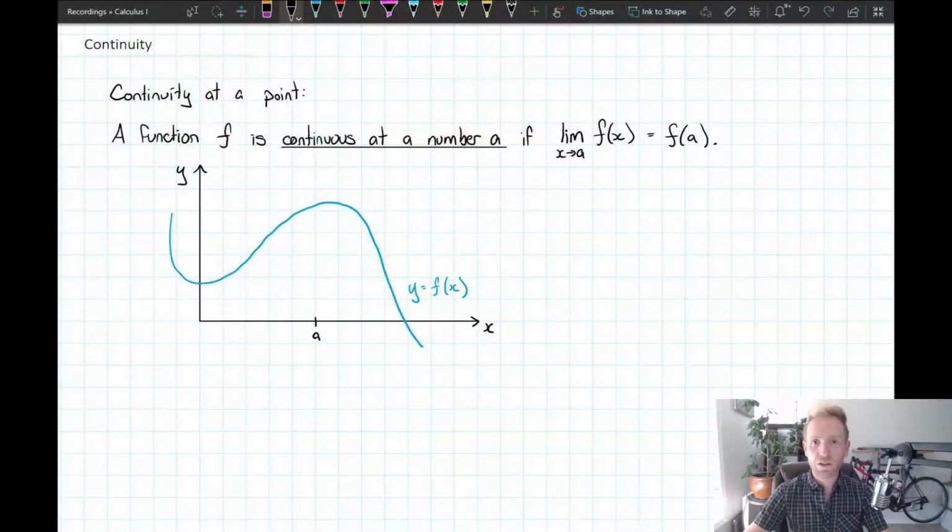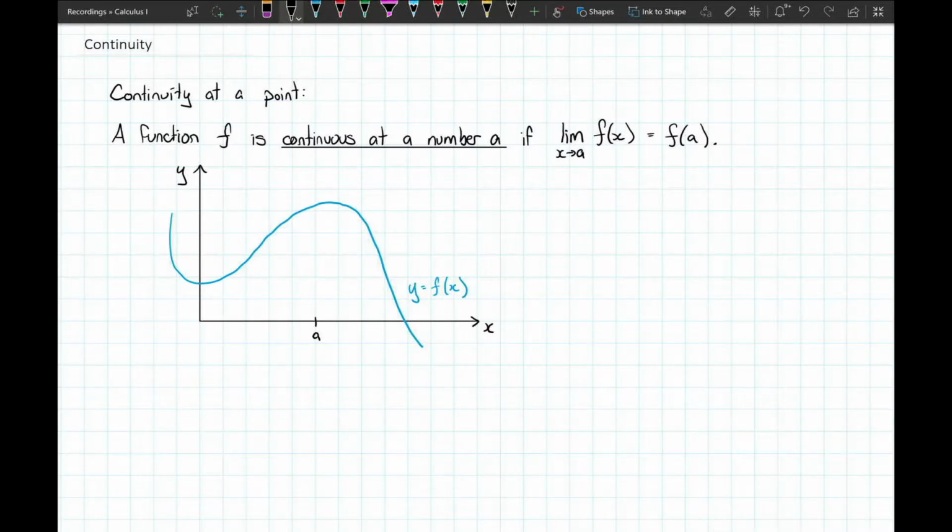So to start things off, we're going to take a look at what it means for a function to be continuous at a single point. A function is continuous at some number a if the limit of that function as x approaches a is equal to the value of the function evaluated at a.